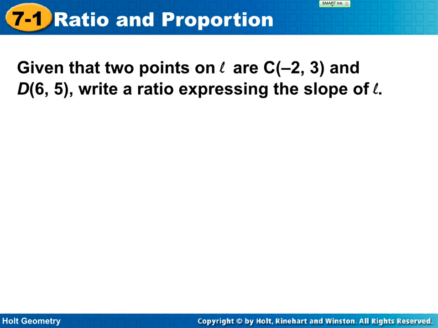Without the picture, can you do it right? Let's see if we can get 100% this time. Given those 2 points that are on line L, write the ratio expressing the slope of line L. Find the slope, make sure you give me a ratio. What to what?